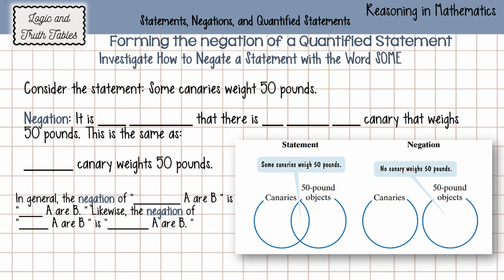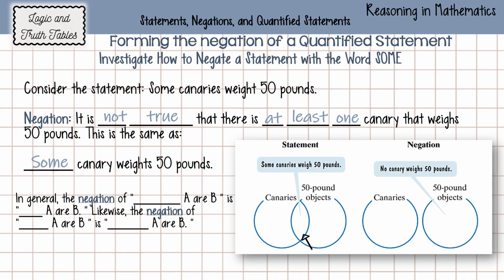Investigate how to negate a statement with the word some. Consider this statement, some canaries weigh 50 pounds, and that is in that first Venn diagram. Negation, it is not true that there is at least one canary that weighs 50 pounds. So this is the same as some canaries weigh 50 pounds. That's our original statement. And we have in our Venn diagram an overlap of canaries and 50-pound objects.